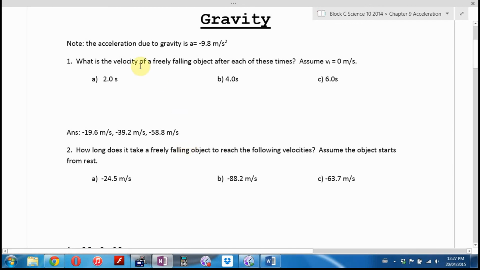So number 1 says, what's the velocity of a freely falling object after each of these times? Assume VI is 0. If VI is 0 and they're asking me to find a velocity, which velocity must they be asking me to find? V final. Oh, you're in free fall. What's your acceleration? Negative 9.8. So I'm giving you different times. You should find that you're using the same equation over and over. It gets kind of repetitive.